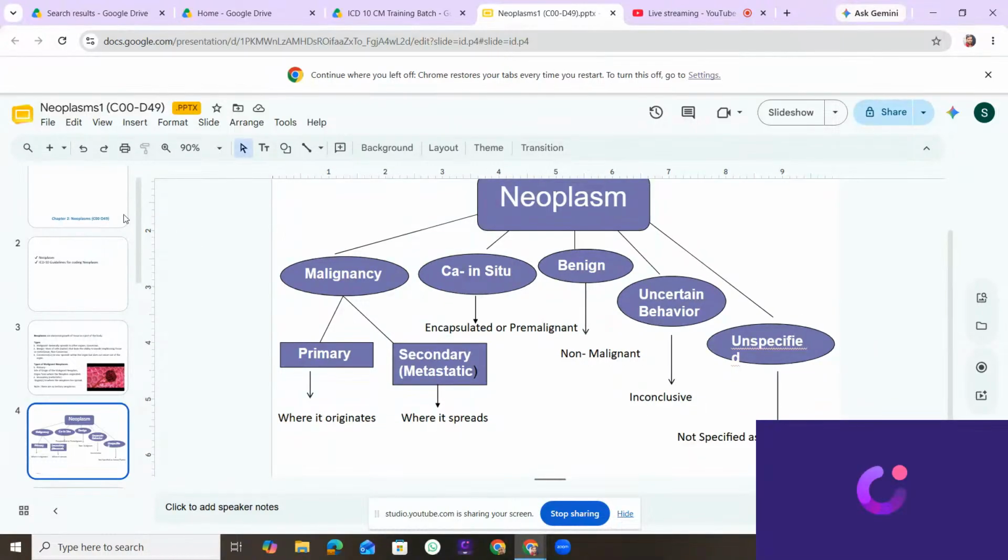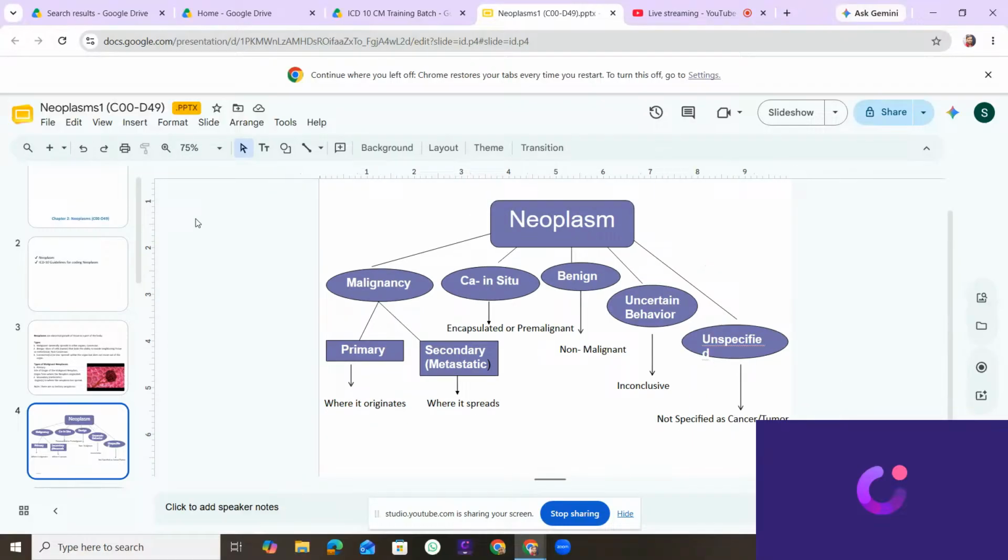If we are talking about the neoplasm table, it is divided into malignant, carcinoma in situ, benign, uncertain behavior, and unspecified. So the major classifications in this table are malignancy, then carcinoma in situ, benign, uncertain behavior, and unspecified. First we are going with the malignancy.